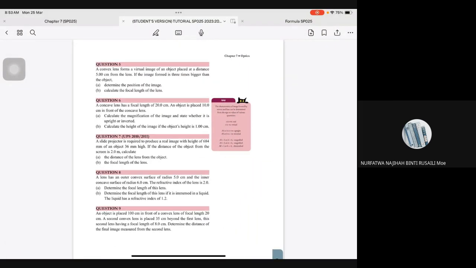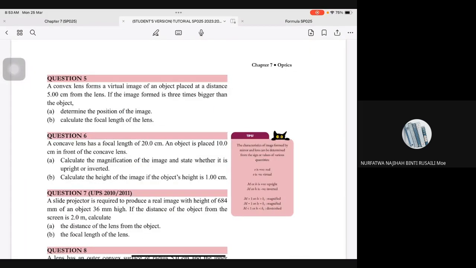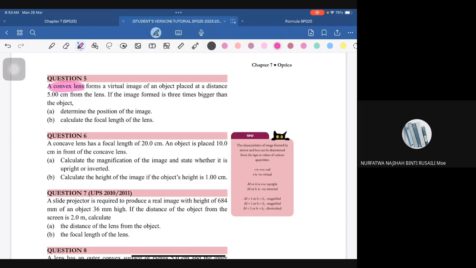Okay, so we're just gonna do question 5. Question 4 sudah. Okay, so for question 5, we have a convex lens. It forms a virtual image of an object placed at a distance of 5 centimeter from the lens. So if the image formed is 3 times bigger, determine the position of the image and the focal length of the lens.